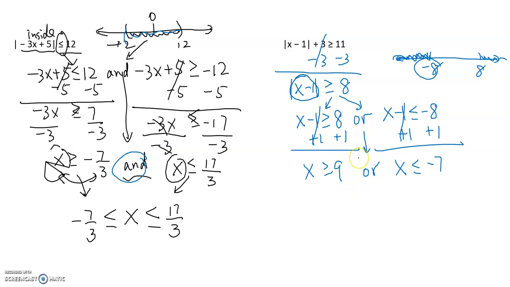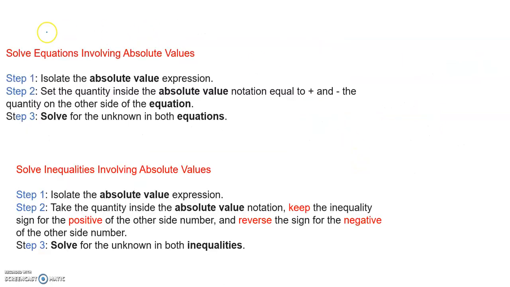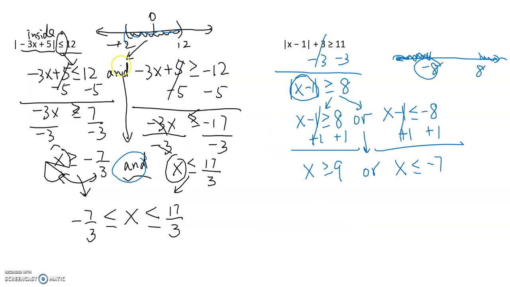Here I summarized the steps, comparing them to solving equations. The first step is the same. Whenever you see the absolute value is not by itself, we have to get it by itself. In the first example, it's already by itself, so we didn't have to do step 1. But in the second case, we had to get rid of the 3.